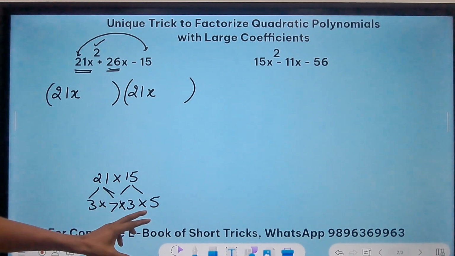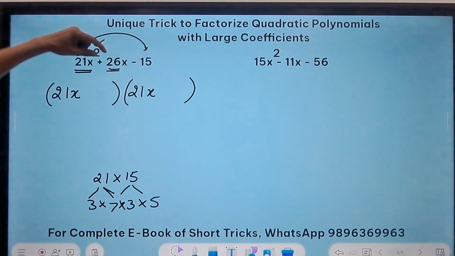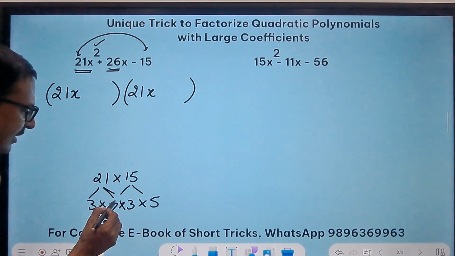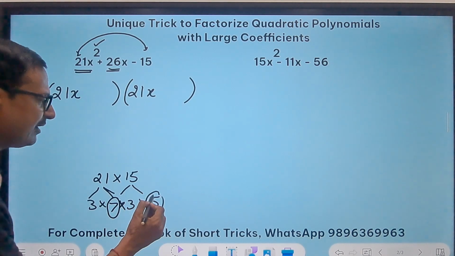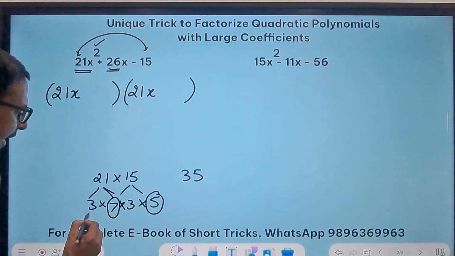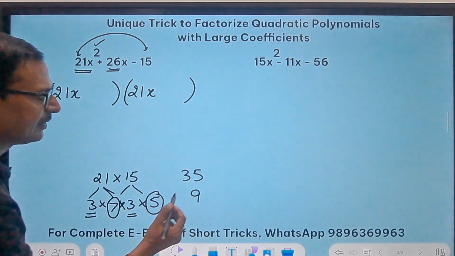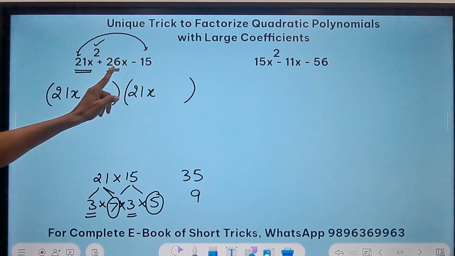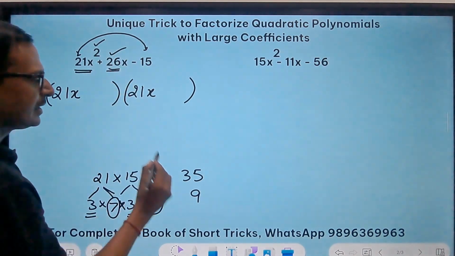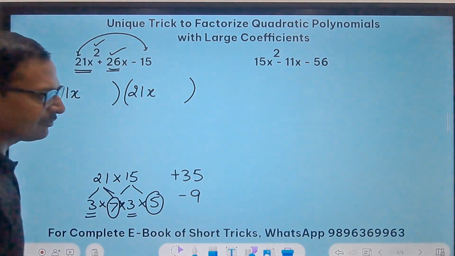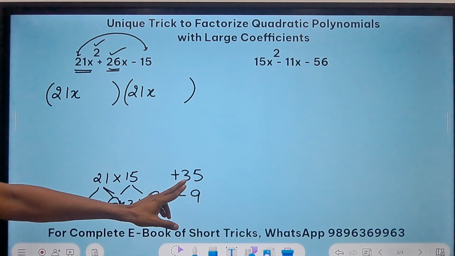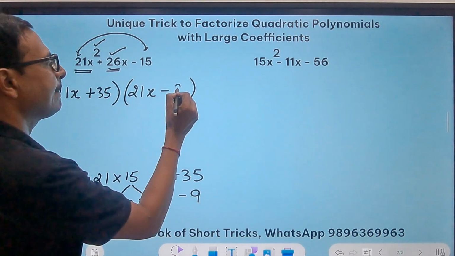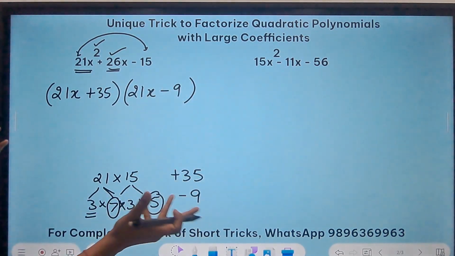Now can we regroup them and get two integers which on addition or subtraction gives me this number 26? Of course we can. Just check 7 times 5, 35, and 3 times 3, 9. 35 and 9, the difference between these two is 26. And since this is positive 26, the larger one will be positive and smaller one will be negative. So plus 35 minus 9. Just write them here, plus 35 and minus 9. You can write minus 9 and plus 35 also, no worries.